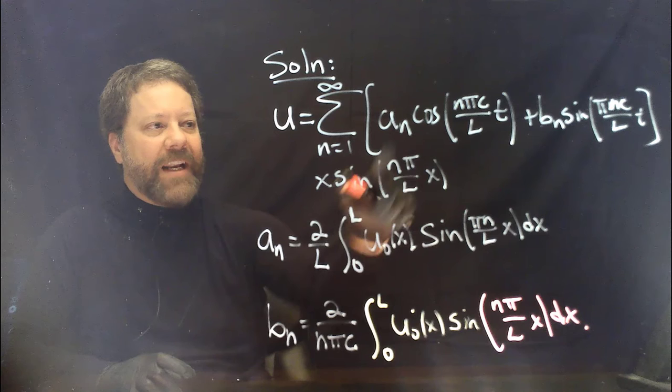N equals 1 is called the fundamental mode of the oscillation. If we just plot the fundamental mode here, all other values of n give you what are called overtones.